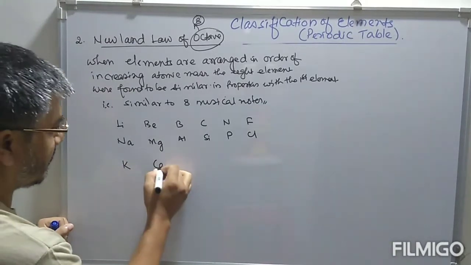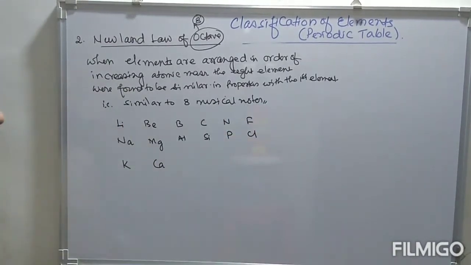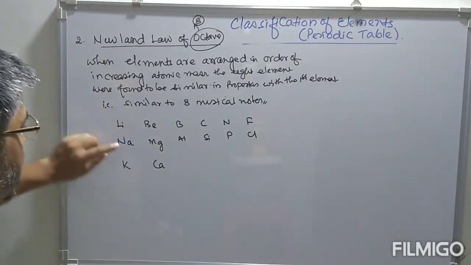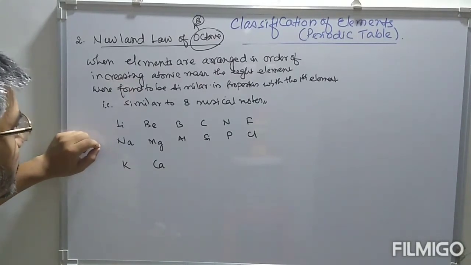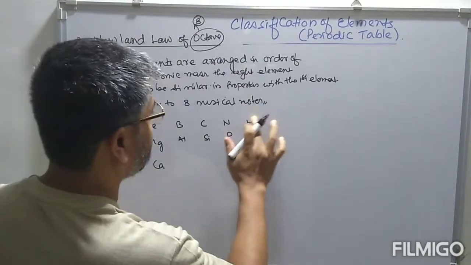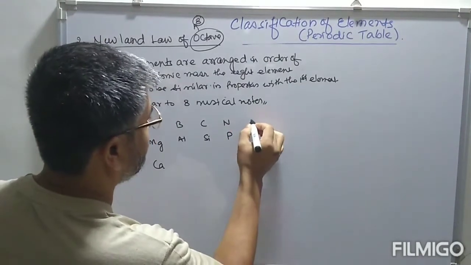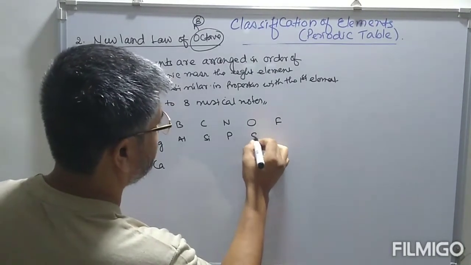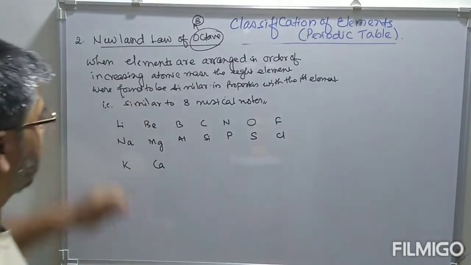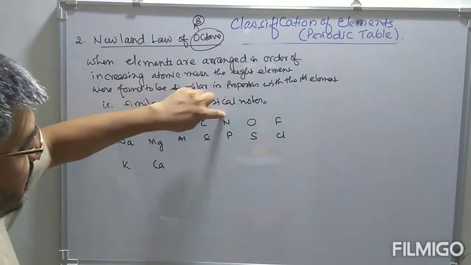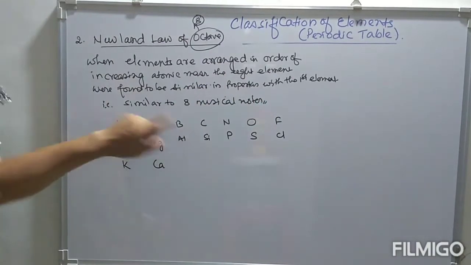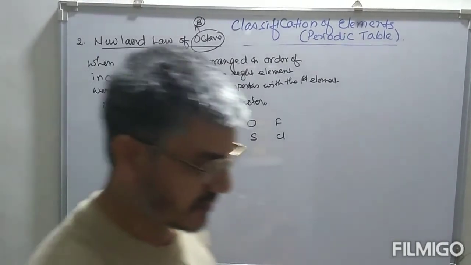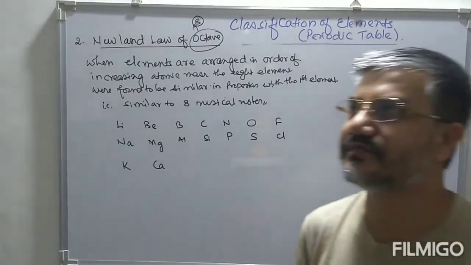So this is similar to the 8 musical notes: sa, re, ga, ma, pa, dha, ni, sa. The 8th note has properties similar to the first. So this is the law of octaves.